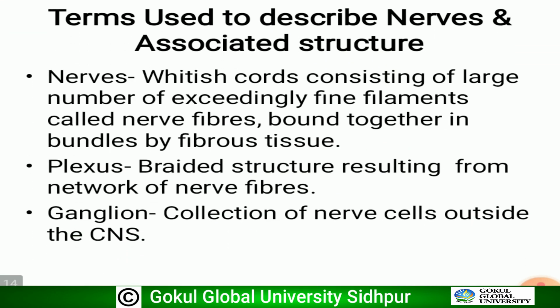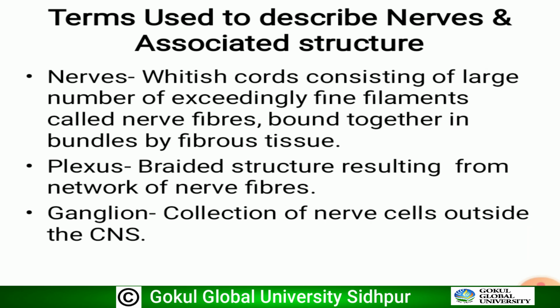Now terms used to describe nerve and associated structures. Nerve, whitish cord consisting of a large number of exceedingly fine filaments called nerve fibers bound together in bundles by fibrous tissue.